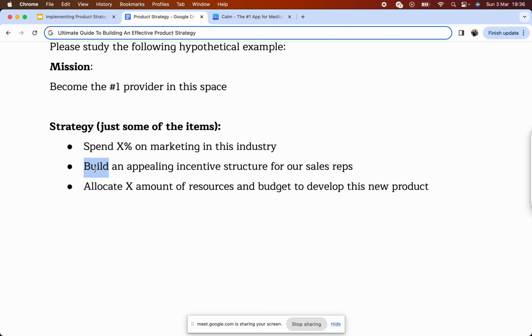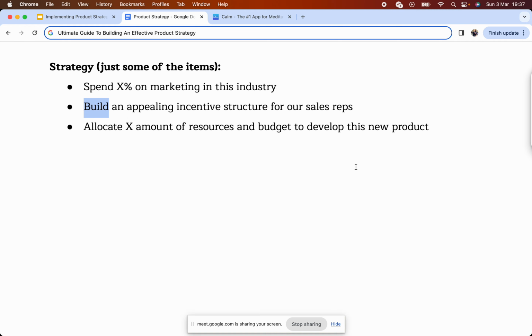Another strategy could be to build an appealing incentive structure for our sales reps. So whilst we're building the product, we need people to be able to sell. Now that's what the sales reps will do. And once we finish building the product, we need to train them on what the product does. What are the features? What is the value proposition that we're proposing? And our sales reps will be able to essentially take this and represent us by selling it to people. They will know the product as well as we do, because we'll give them all the insights that they need to do so.